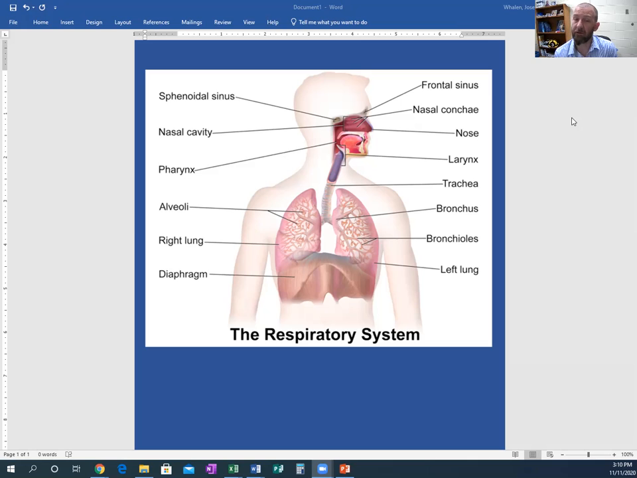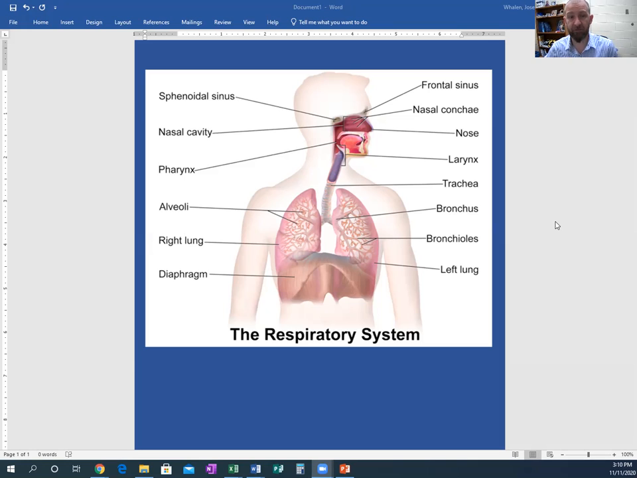As soon as those enter the lungs, they divide. They start splitting and splitting more and more and more. As you can see in the picture here, the smaller they get, they become bronchioles. And at the end of bronchioles, we have the alveoli.